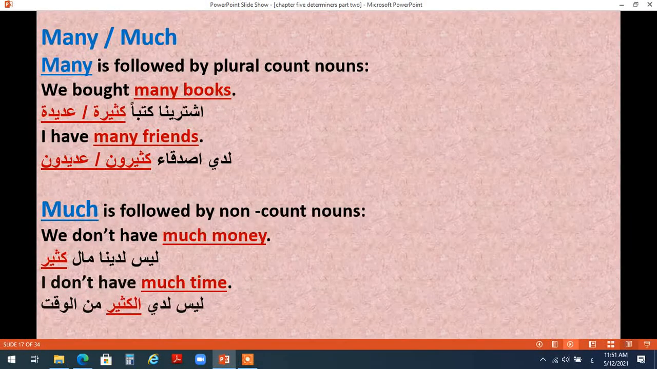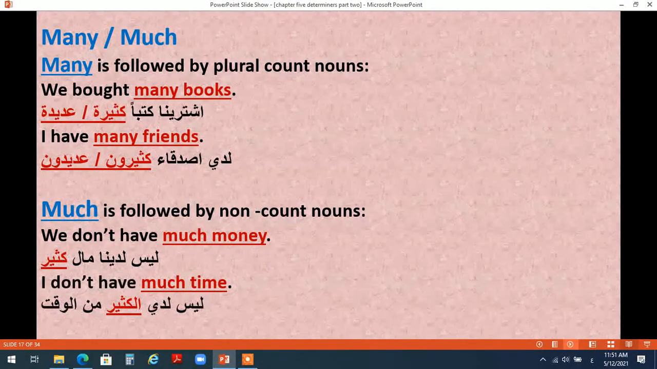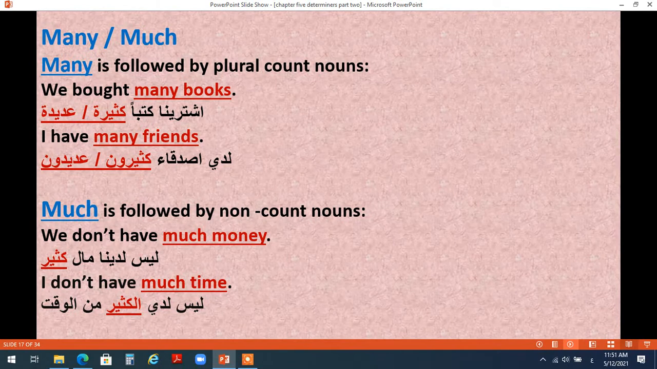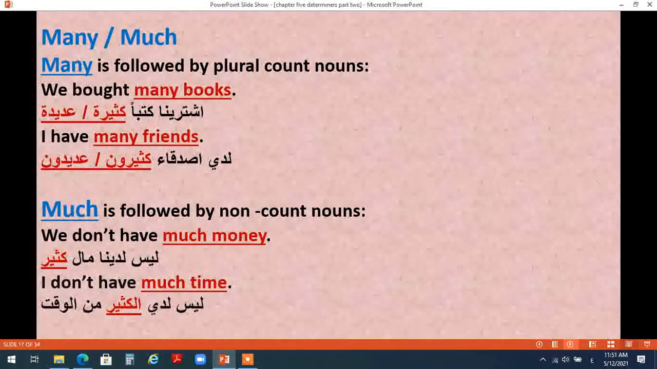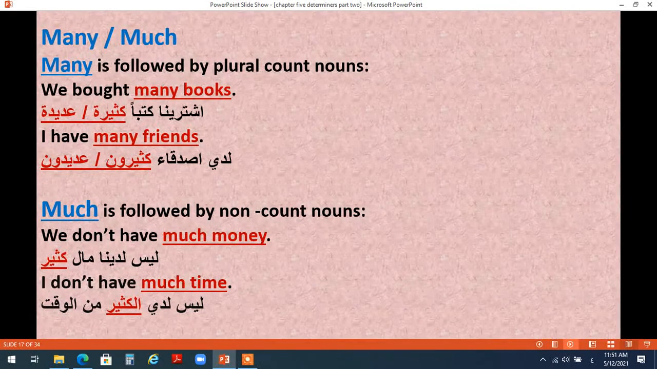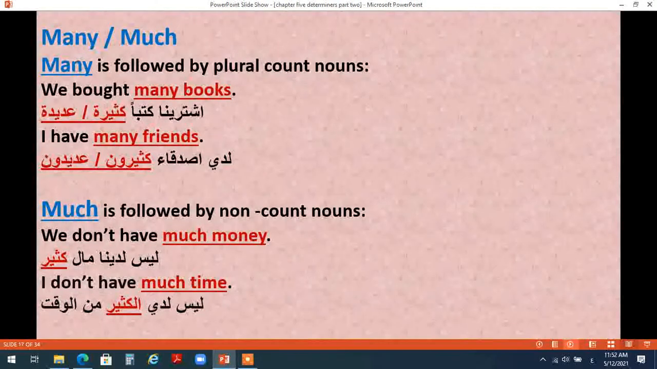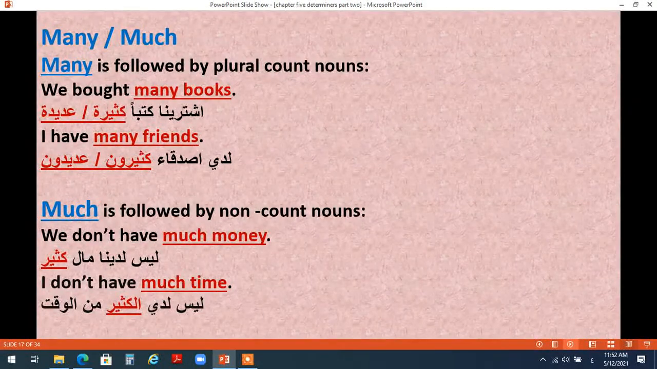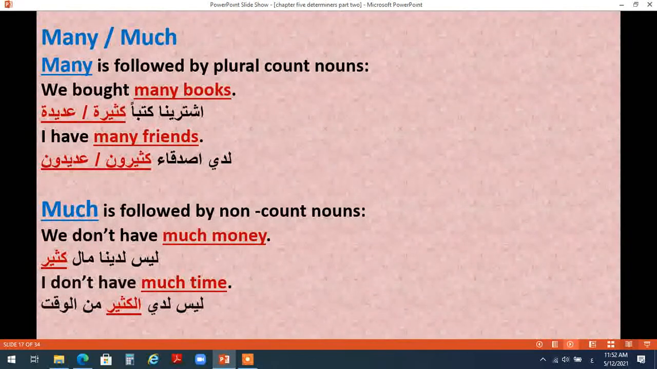Many is followed by plural count nouns. إذا دائما many تأتي متبوعة باسم، وهذا الاسم يكون معدود وفي حالة الجمع. We bought many books. اشترينا كتبا كثيرة، أو ممكن نقول كتبا عديدة. I have many friends. أيضا لدي أصدقاء كثيرون أو لدي أصدقاء عديدون. وكما تلاحظون بما أنه كلمة كثيرة أو عديدة هنا تعرب صفة، فينبغي للصفة أن تتبع الموصوف من حيث الناحية الإعرابية. فإذا اشترينا كتبا كثيرة أو عديدة ستكون منصوبة باعتبار أنه تصف اسم منصوب. ولدي أصدقاء كثيرون أو عديدون هنا جاءت مرفوعة باعتبار أن الاسم الذي تصفه جاء اسما مرفوعا.